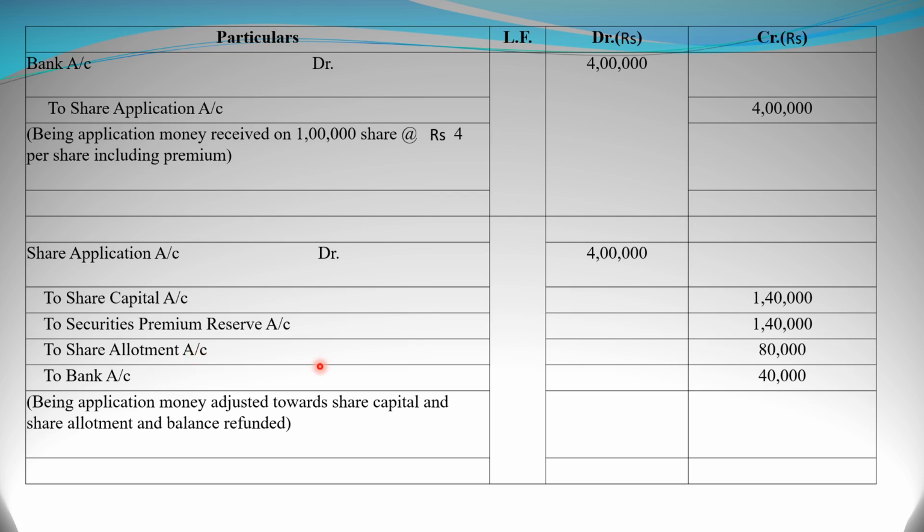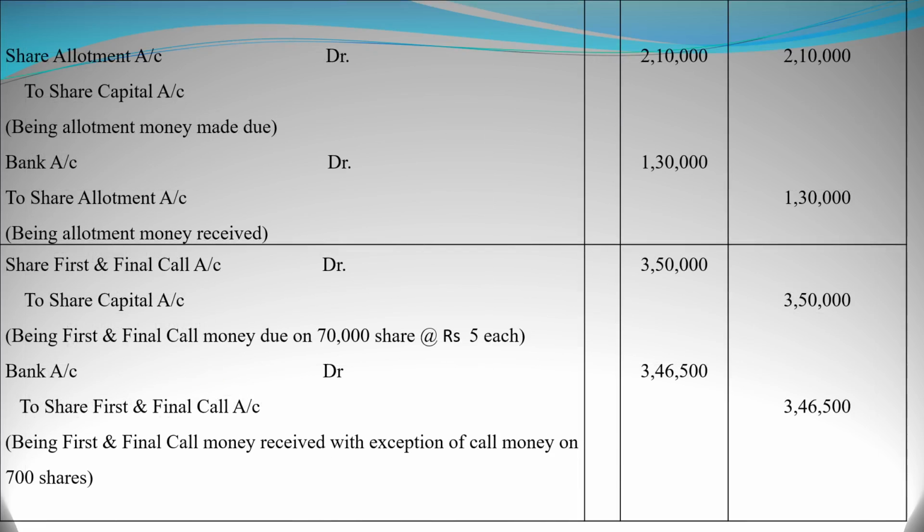Now we'll enter the next installment, that is allotment money due: share allotment account debit to share capital, due ownership provided by the company to the shareholders. So whenever a due entry is there, respective installment account debit to share capital account. Like allotment money due, allotment to share capital; first call money due, share first call to share capital; final call money due, final call to share capital. So like that way, very simple. Due entry means capital will be credited, the company provided the ownership to the shareholder, but the amount is still due.